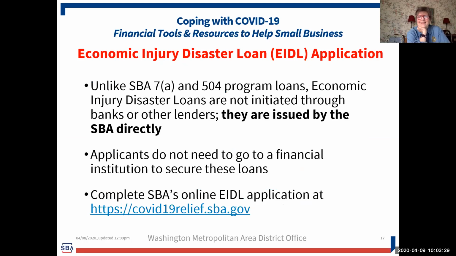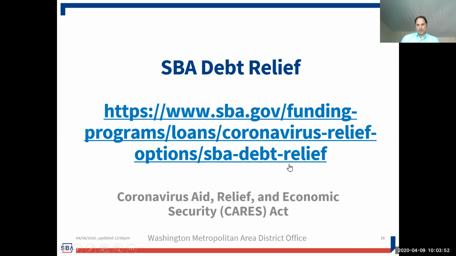So unlike the 7A and 504 programs, these are not initiated through banks or lenders. These are by the SBA directly. That's why you apply on our website. You don't go to a financial institution. You can complete the application right there, at COVID-19relief.sba.gov, or the one that I gave you, disasterloan.sba.gov. We have a lot of websites that are slightly different, all pointing to the same page.